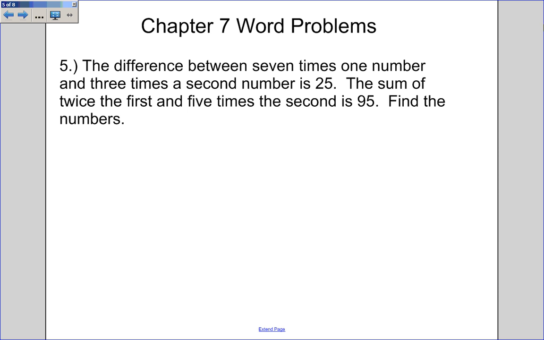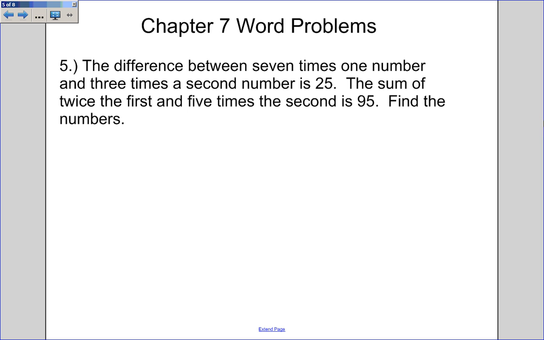The difference between 7 times one number and 3 times the second number is 25. That's a mouthful. The sum of twice the first and 5 times the second is 95. Find the numbers. Well, this is a pure problem. There's not much application here. You're just looking at pure algebra. So I would encourage you, go ahead and pause the video, see if you can do it on your own. Let's see how you did.